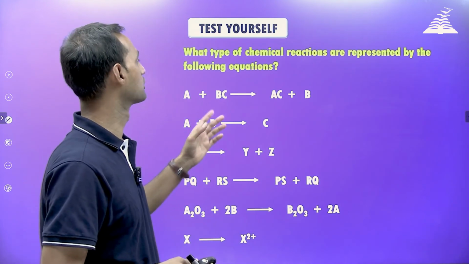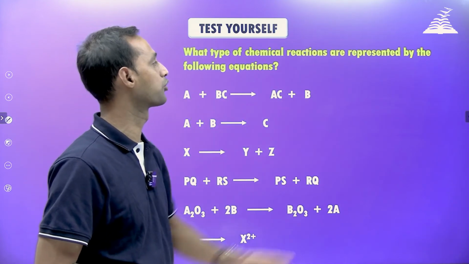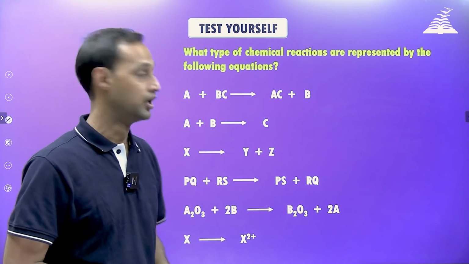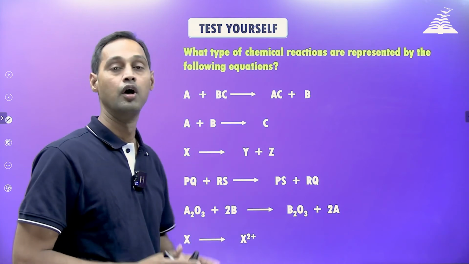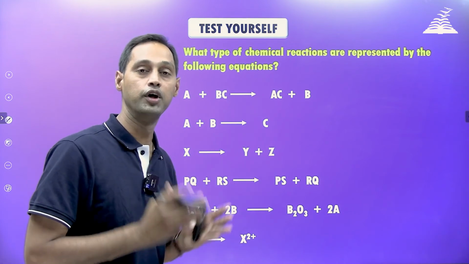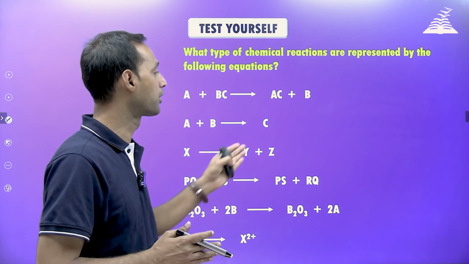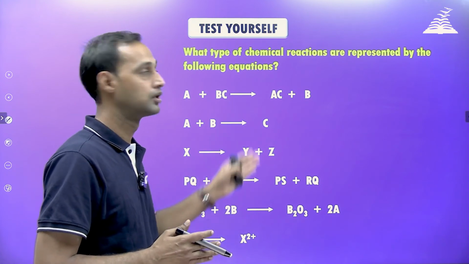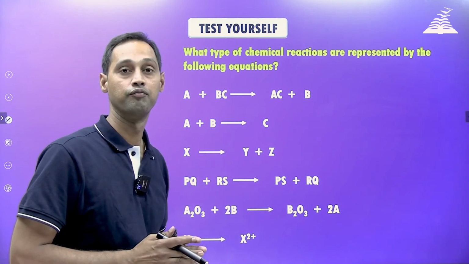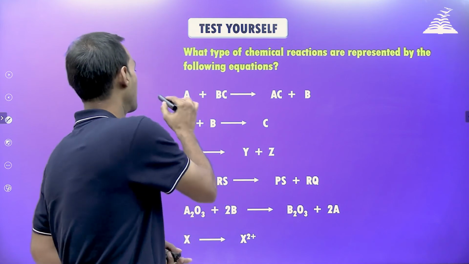What we need to do is find what type of chemical reactions are represented by the following equations. Some equations are given here. We need to find what type of reactions they are representing. Okay, we will consider one by one.